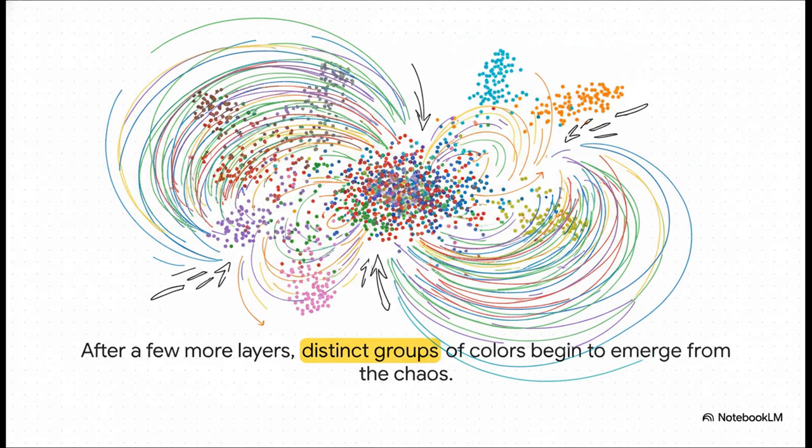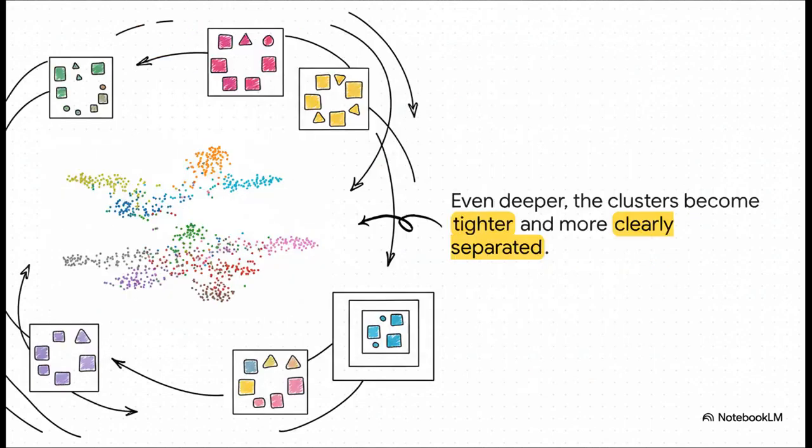But now, watch this. After just a few more layers, look at that. The colors are starting to clump together. You can see these distinct groups forming. The AI is starting to pull the wrinkles apart. Let's go even deeper into the network. Wow, the process is really speeding up now. The clumps of color are getting tighter, cleaner, and they're pulling farther and farther away from each other. The separation is becoming so much clearer.